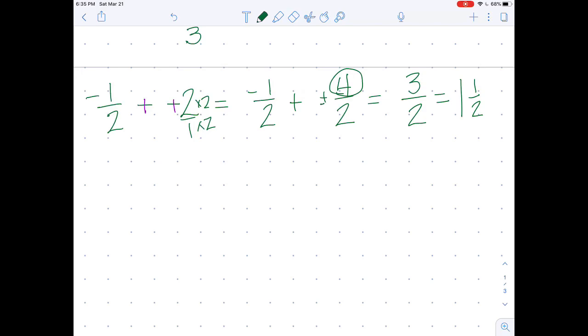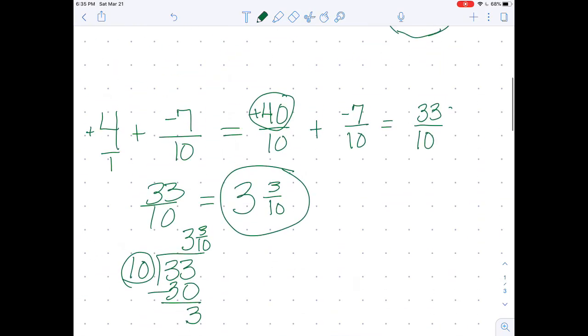How about negative 3/10 plus negative 4/5. Okay, these have the same sign. So first we need common denominators before we do anything. I'm going to make these both into tenths. Negative 3/10 plus negative 8/10.